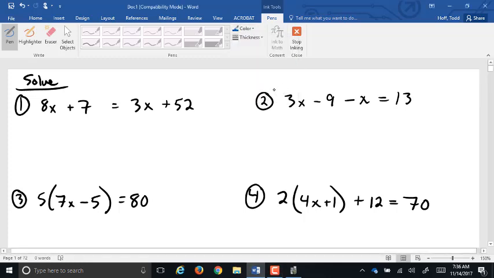For the first one here, none of these are simple two-step equations. For the first one here, what do we see that we have to deal with before we start to solve it?